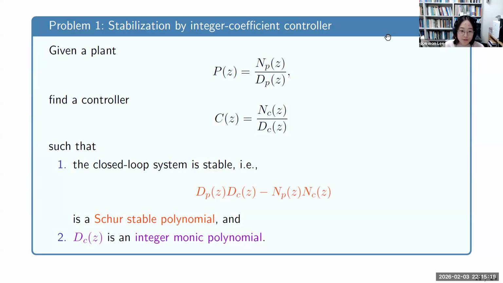And here is the formally stated problem. Given a plant P, find the controller C such that first, the closed loop system is stable, which is equivalent to this closed loop characteristic polynomial being a Schur stable polynomial, which means that this polynomial has all its roots inside the unit circle. And second, the denominator of the controller transfer function is an integer monic polynomial.